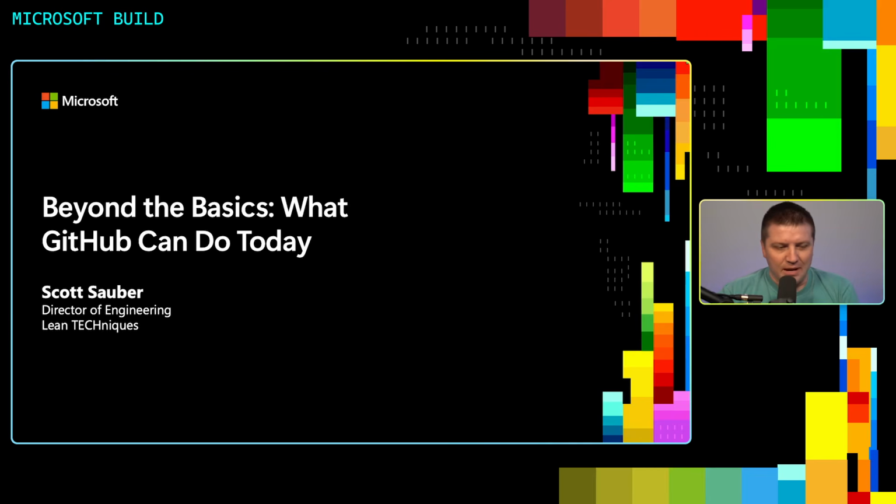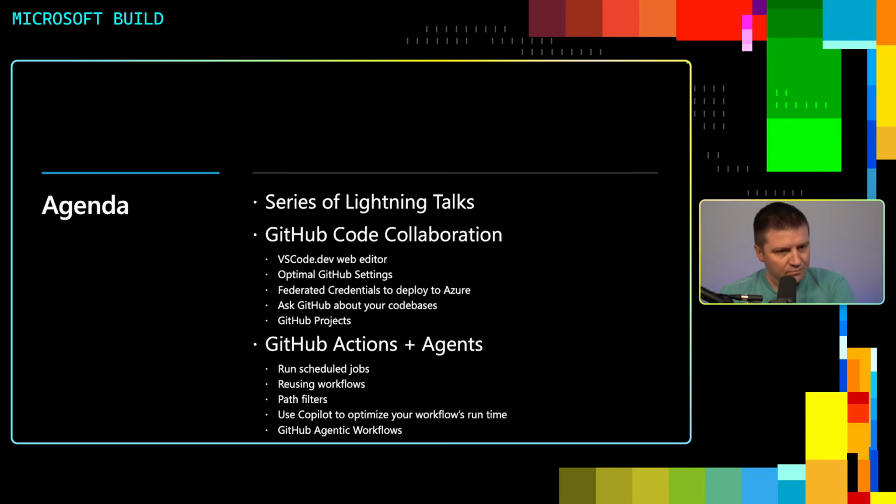Welcome, everybody. My name is Scott Sauber, and today I'm going to be talking about beyond the basics, what GitHub can do today. So I'm going to show a bunch of things that people might not realize GitHub can do, but actually can do. So a little bit about me. I'm a Microsoft MVP, and I'm also the Director of Engineering at Lean Techniques. We're a software consulting company and a GitHub partner.